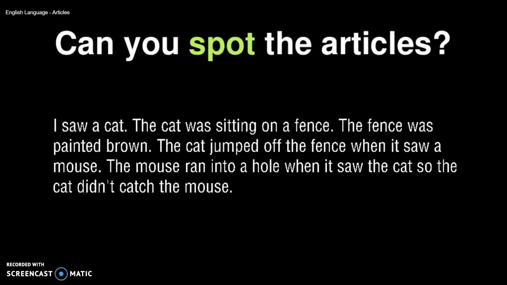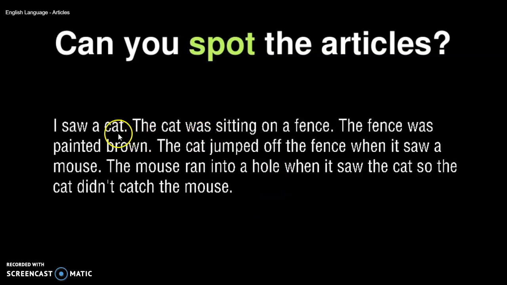Can you spot the articles? Let's take a look here. I saw a cat. The cat was sitting on the fence. The fence was painted brown. The cat jumped off the fence when it saw a mouse. The mouse ran into a hole when it saw the cat, so the cat didn't catch the mouse.